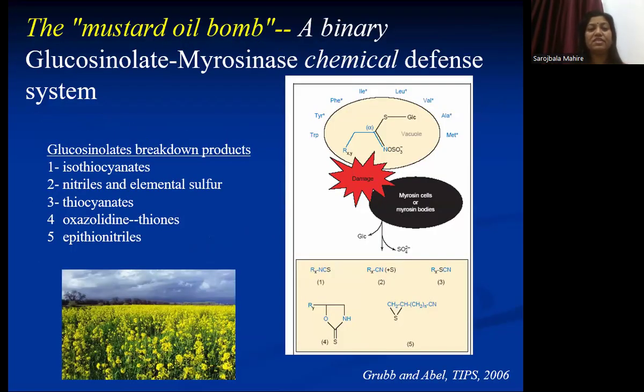This is the mustard oil bomb, a binary glucosinolate-myrosinase chemical system. Glucosinolates break down into products: isothiocyanates, elemental sulfur, thiocyanate, oxazolidinethione, and nitriles. So you can see here how this works.